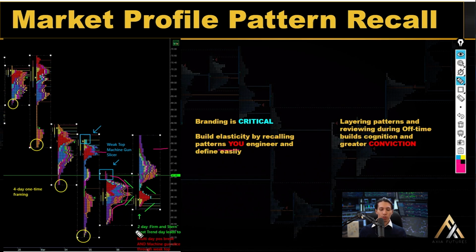And then boom, you get a 2-day firm and stern, which again is another pattern, meaning that there's firm buying, stern meaning refusal of the new low, and then a multi-day position break and machine gun slice through the weak top. Seeing this 2 times, 3 times, 6 times, 10 times, this builds conviction, folks. This is what gets you to scale your performance up, because you're building that systemic recall and cognition to go, I recognize this pattern and I am willing to commit to it, right?